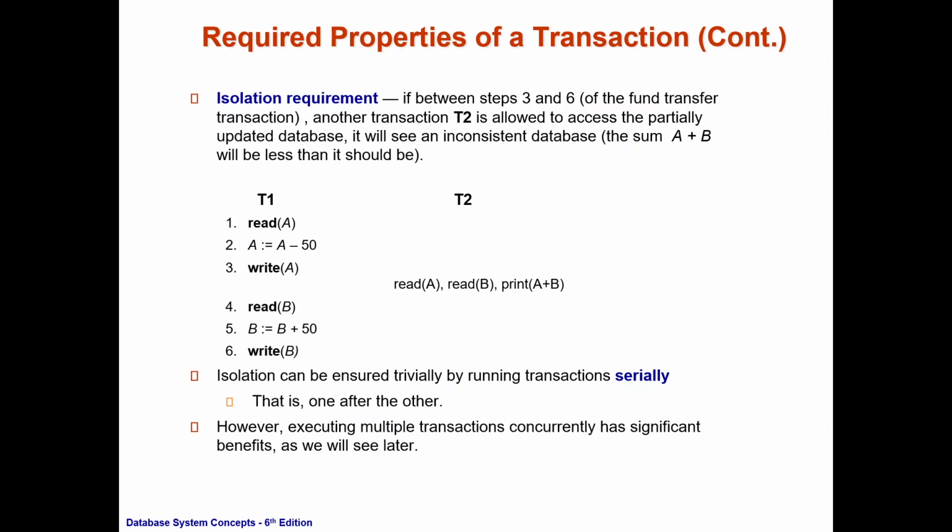Now, isolation can be ensured trivially by running the transactions serially, that is one after the other. However, executing multiple transactions concurrently has significant benefits, as you will see later. In that case, we find the problem. Then what is this isolation requirement? If between step 3 and 6 of the fund transfer transaction, another transaction T2 is allowed to access the partially updated database, it will see an inconsistent database.